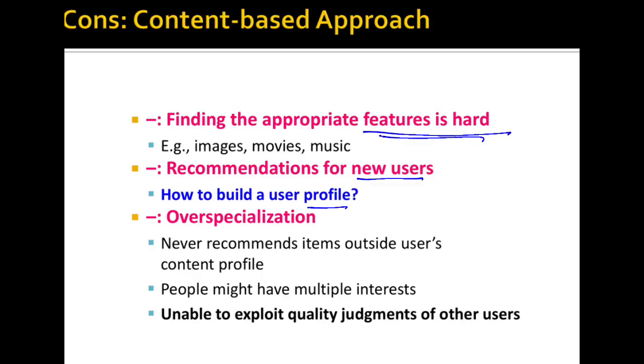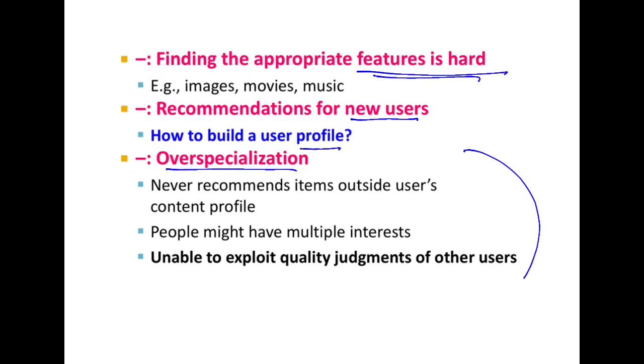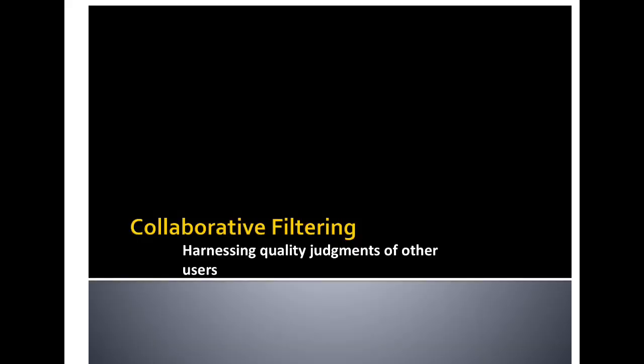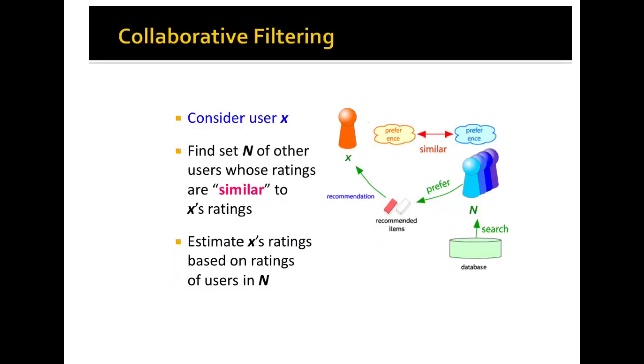And it runs into this over-specialization. It never recommends items outside the user's profile. If a user has only liked a certain kind of items, it sticks to that. So it's unable to look at the judgment of other users. If some other users also like the same kind of movies that this user likes, and the other users like a particular movie, then you can recommend that as well. And this is what collaborative filtering actually helps you to do.